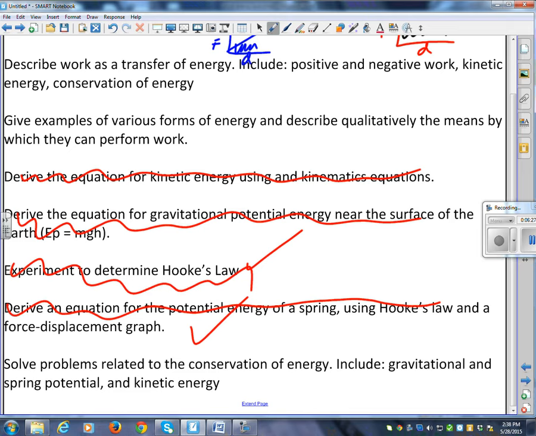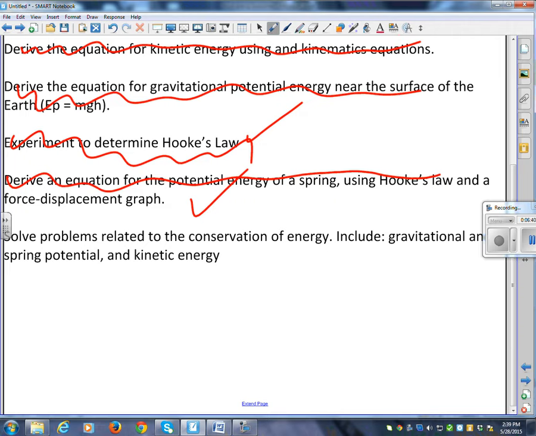And here's the one that always is the big daddy. Solve problems related to the conservation of energy, including gravitational and spring potential and kinetic energy. So, let's talk types of problems. Can you go over 14? Sure. Well, let me just go through the types of problems first, then we'll have a look.